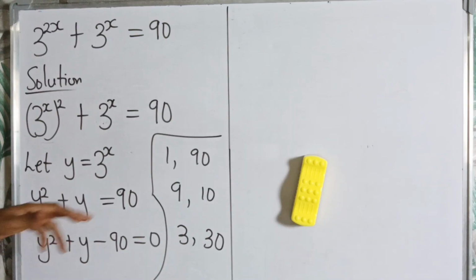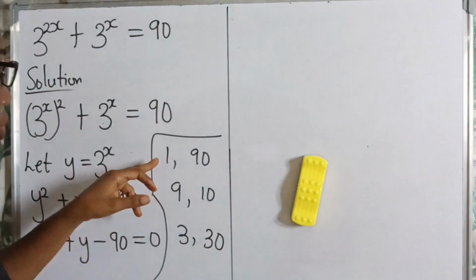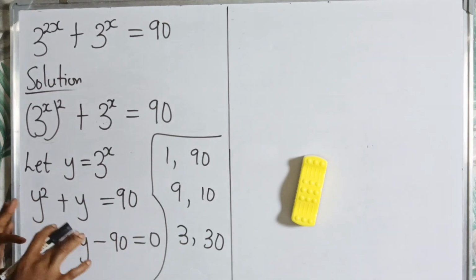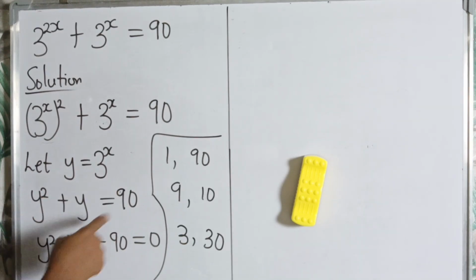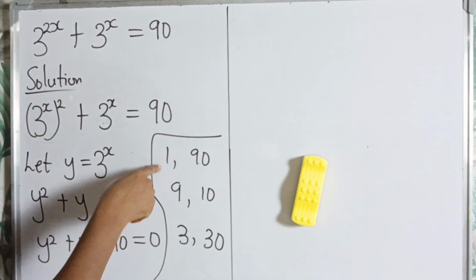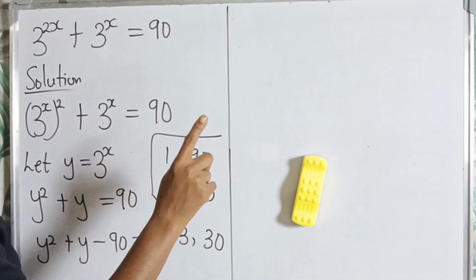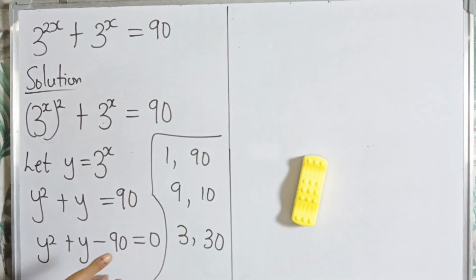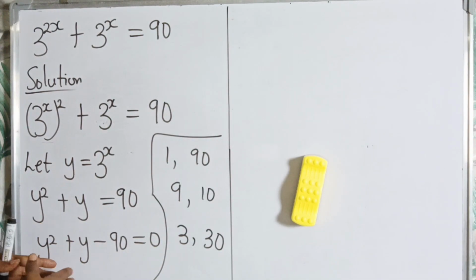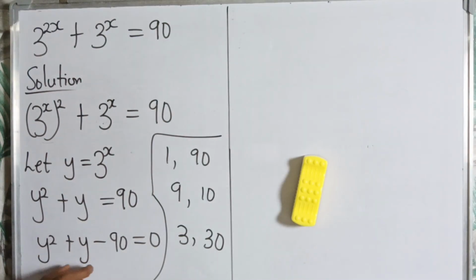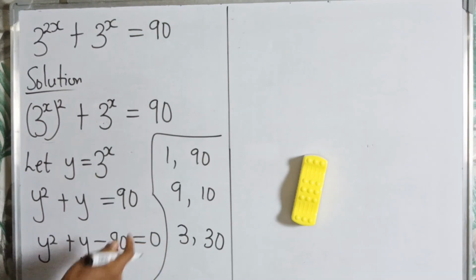Now let's check. If you multiply 1 times 90, you're going to have 90. Don't bother about the sign yet. If you say 90 minus 1, that gives 89, and 1 minus 90 will give us minus 89. So it's not applicable, because when we sum, we're supposed to have 1, the coefficient of the middle term. All right, so let's look at this one.